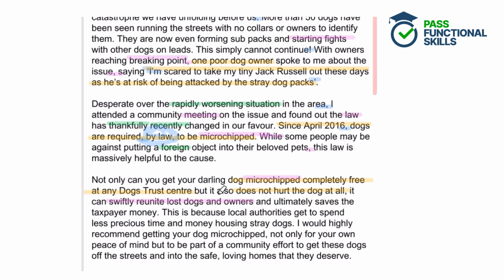We've also got another connective word here. We've got "but" that has been used. So not only can you get your dog microchipped completely free at any Dogs Trust centre, but it also does not hurt the dog at all. So we're adding information here. We've got the use of the word "also" as well to connect information together. So overall, it's a really cohesive answer with all of the different parts of it linked together really effectively.